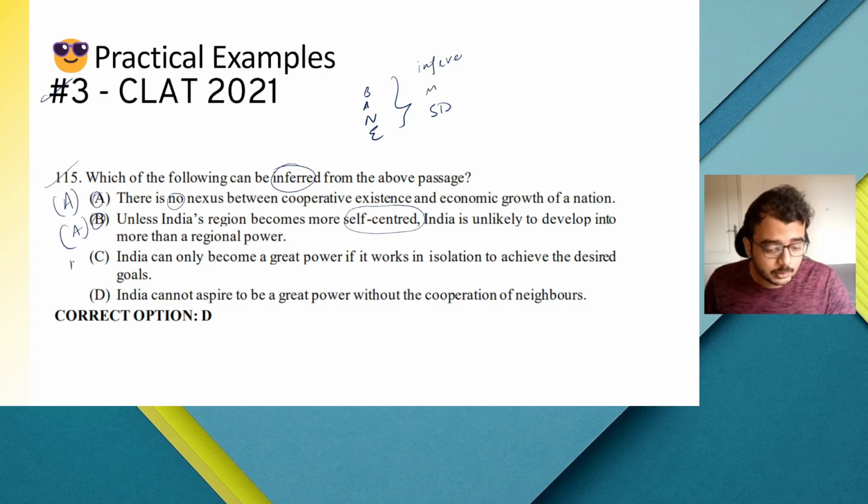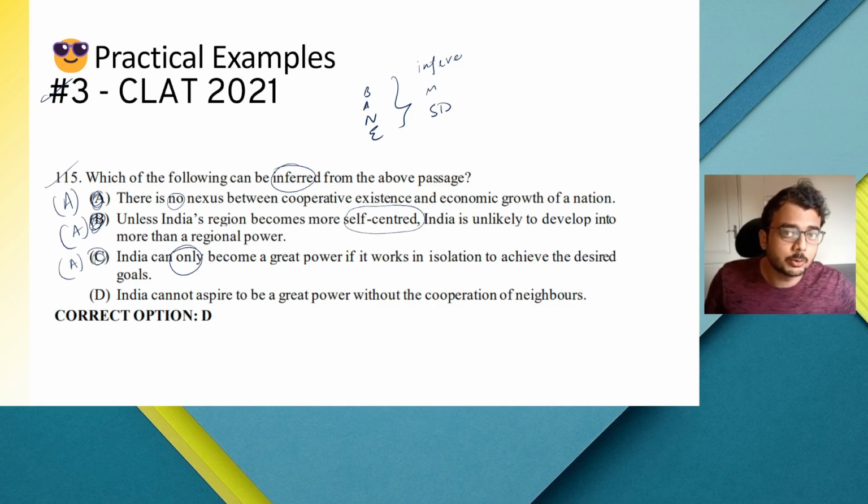C is also a very similar option over here. India can only become a great power if it works in isolation to achieve the desired goals. Look, this video was not only about BANE options. If you see, these three options, don't they look very, very similar? There is no nexus between cooperative existence and economic growth. Okay? So what this option is claiming is that we do not have to work cooperatively.